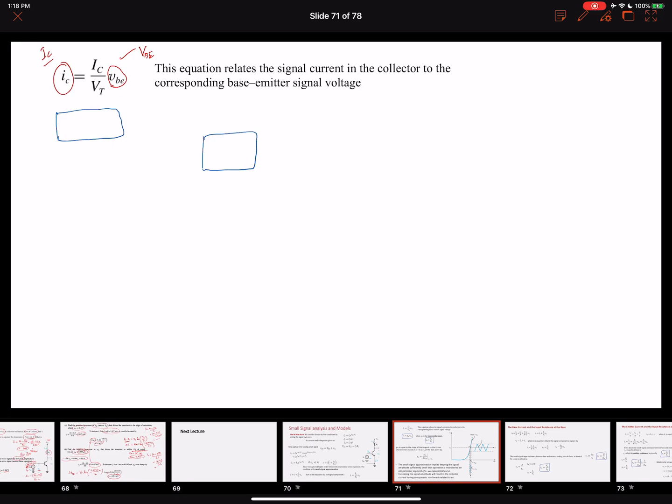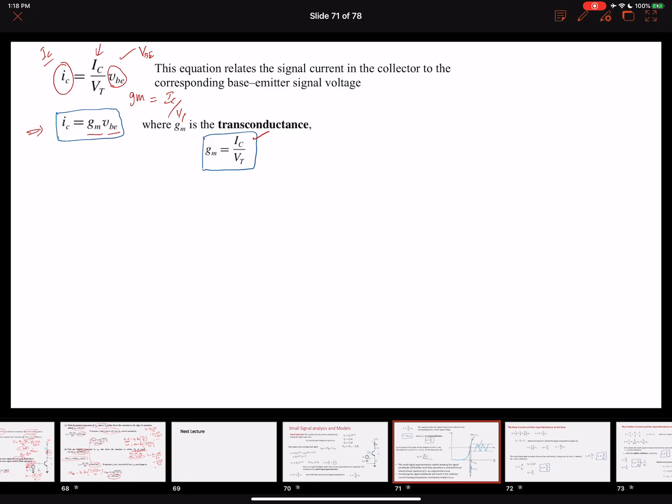Another thing that we can do is, if we look at this parameter, IC over VT, this looks like a transconductance parameter. This is the transconductance parameter of a bipolar junction transistor, and can be represented by the value gm. So we could also write this as ic equals gm vbe, where gm equals IC over VT. All right, so gm is the transconductance and gm can also be represented by IC over VT.